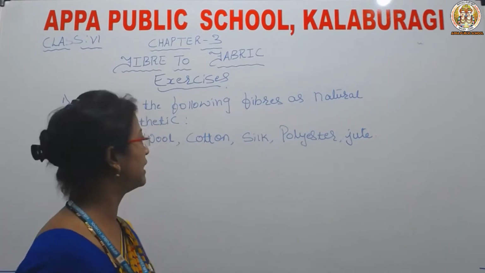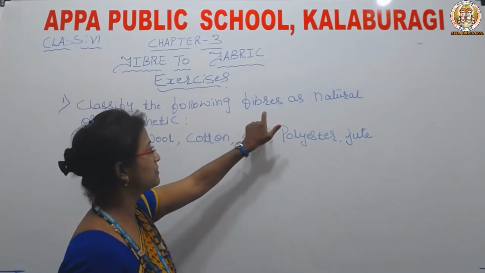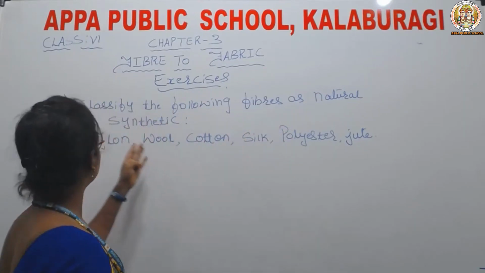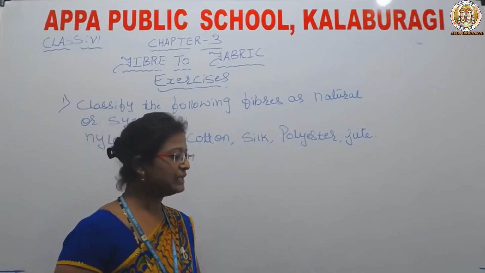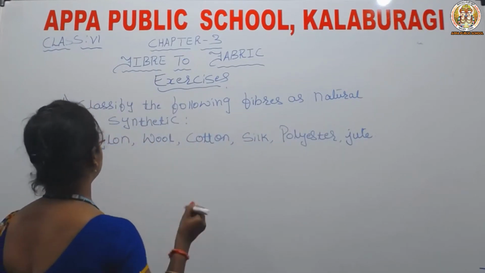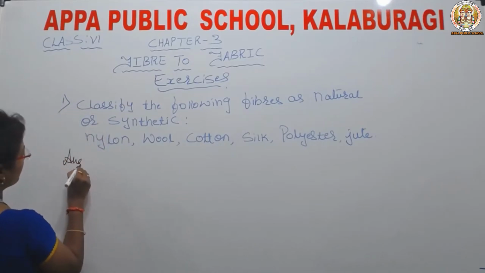As you all know the definition of natural fibers and synthetic fibers: the natural fibers are those fibers which we get from nature, and synthetic fibers are those which are man-made and made up of chemicals. So now we should classify the fibers. So here, the answer.